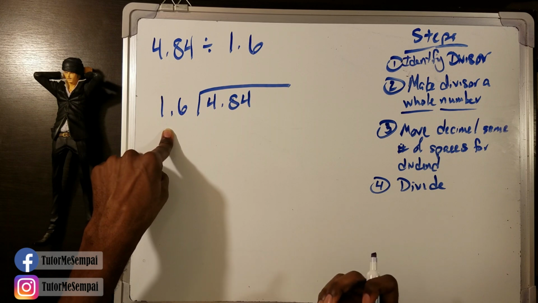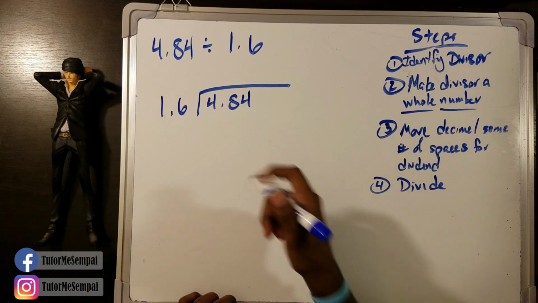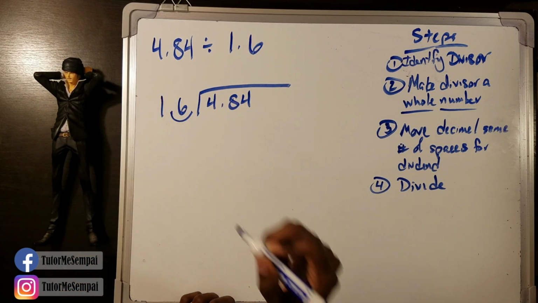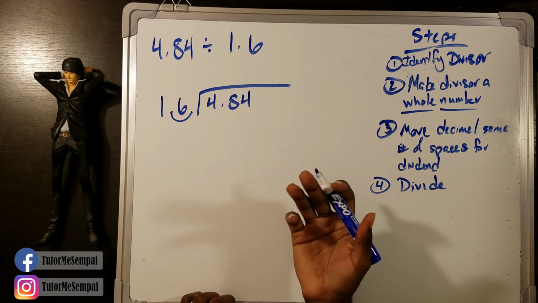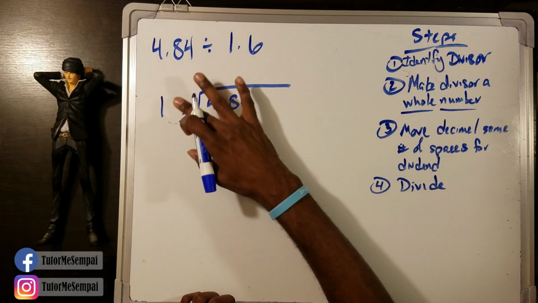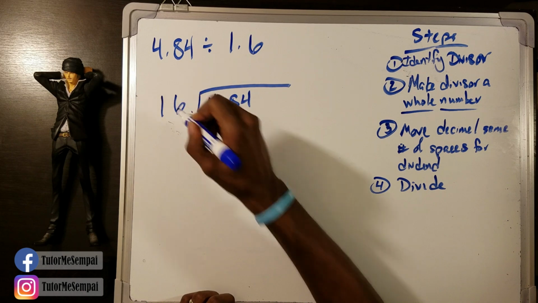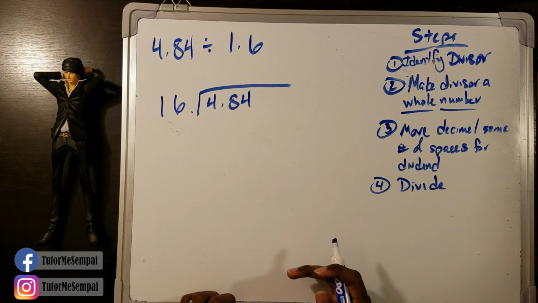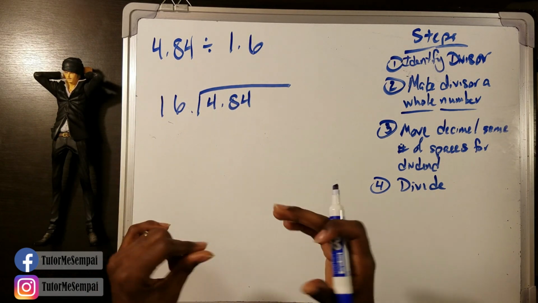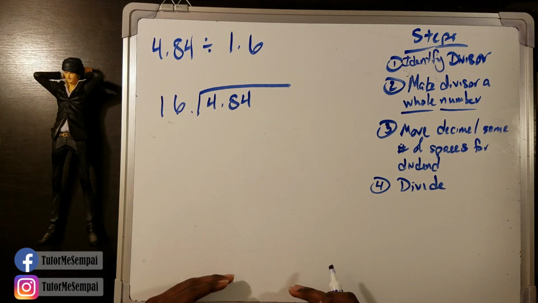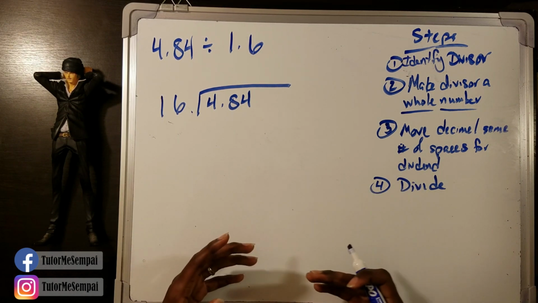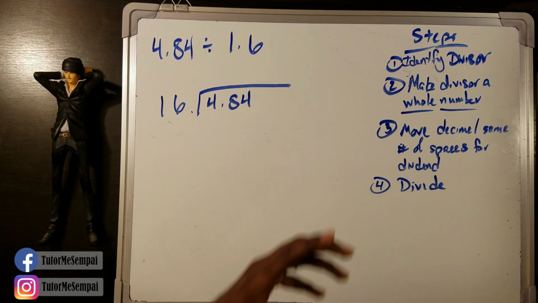Now we're going to make the divisor a whole number. And to do that, we're going to move it over one space. So this 1.6 turns into a 16. So I'm going to change that to a 16. Now I'm going to just rewrite that because I don't want to use up all my space, but make sure you're taking your steps as necessary, writing out everything so you don't get lost.